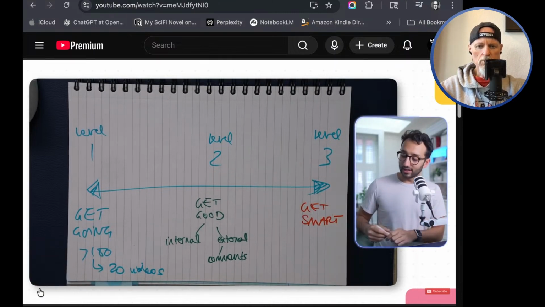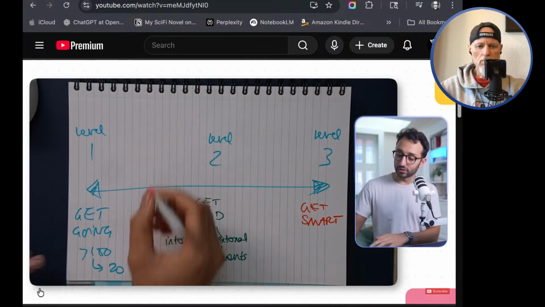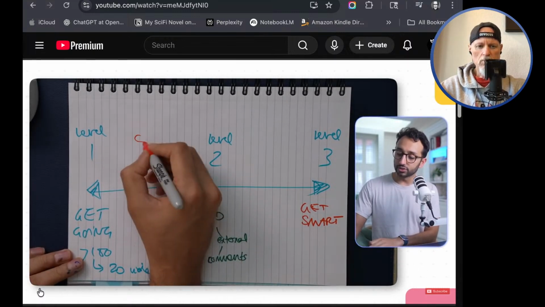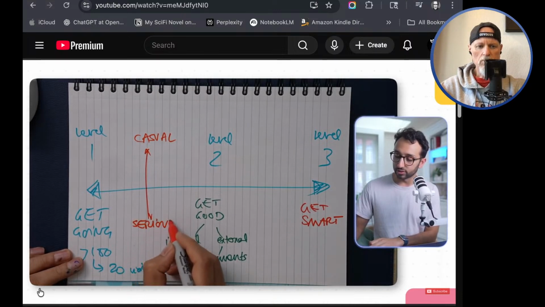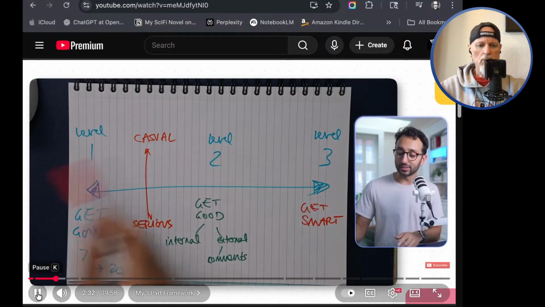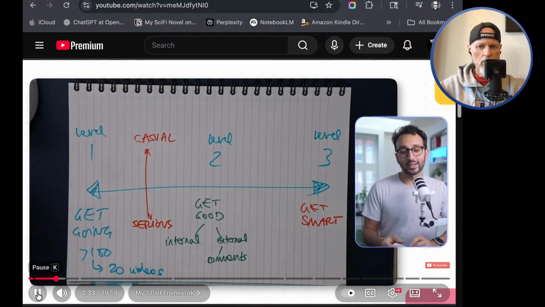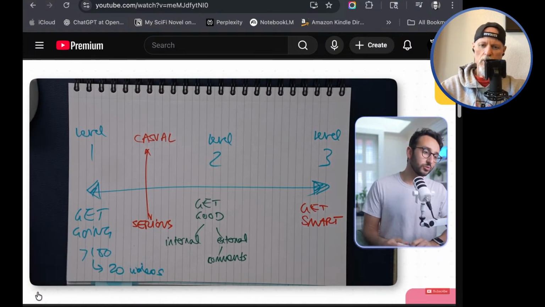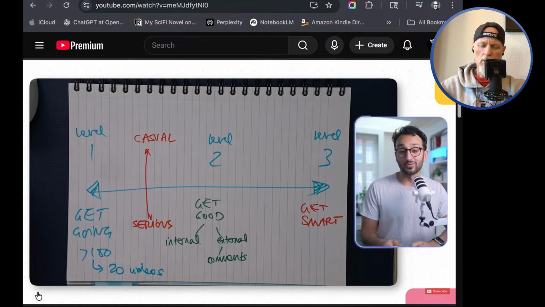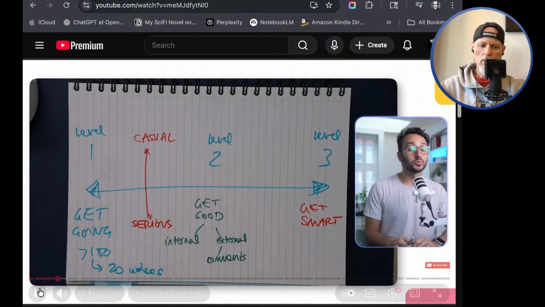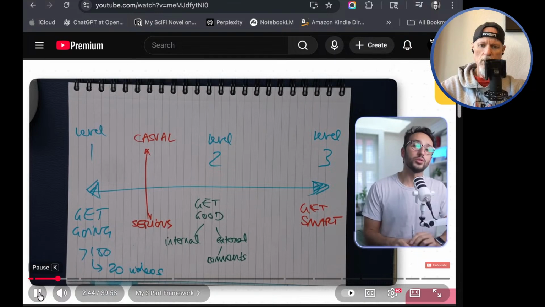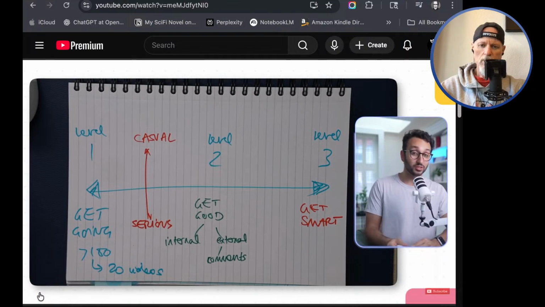Now, crucially, in between level 1 and level 2, there is a choice. And this is the choice of, do you want a casual relationship with YouTube or a serious relationship with YouTube? Now, the thing that dictates a casual relationship is just like a casual relationship in real life. You know, we're not that committed to each other. We're just going to see each other whenever it's convenient. A serious relationship is one where you commit to seeing this person regularly. A serious relationship with YouTube is one where you commit to being consistent on your YouTube channel.